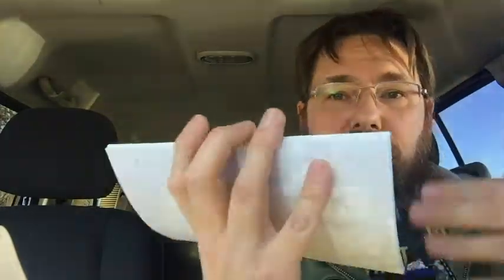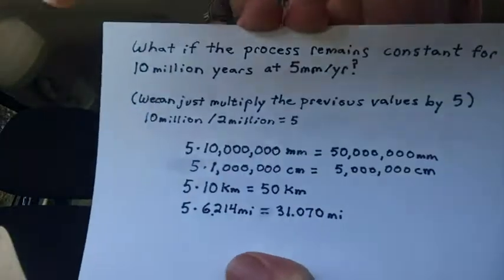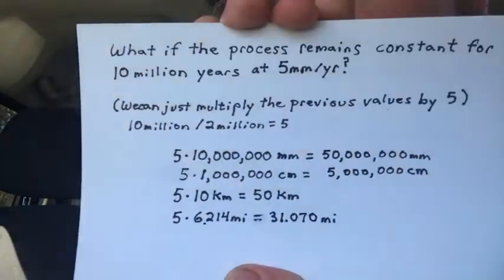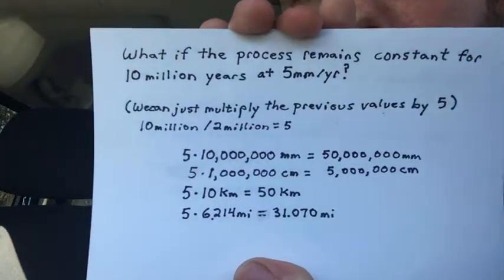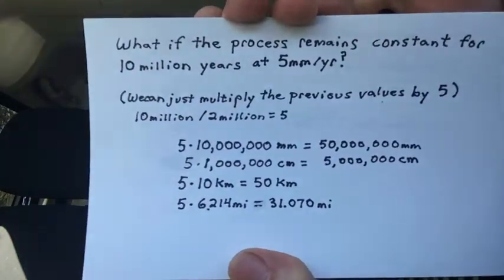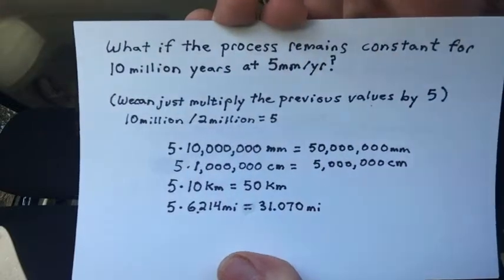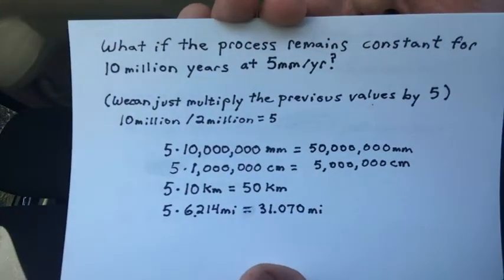But what if this process remains constant for longer, say 10 million years at 5 millimeters per year? Well, we could figure this out the same way we figured out the last one, except we put 10 million years in. But there's no need to do that, because 10 million divided by 2 million is 5. So, 10 million years divided by 2 million years is just 5. All the units would cancel. So we just need to multiply all those previous values we got by 5, and this is what we get.